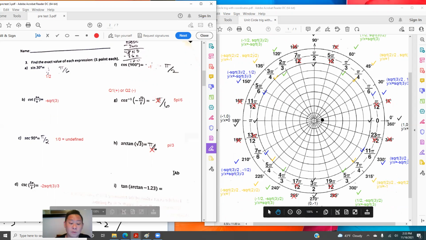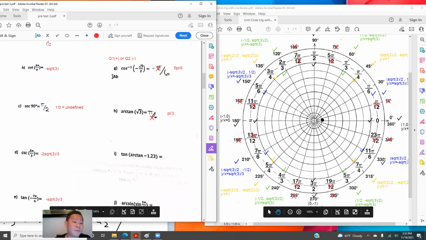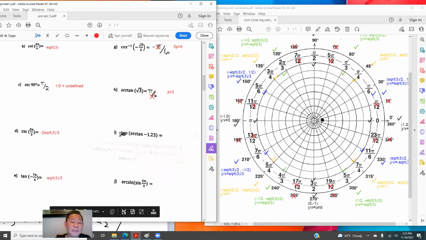Okay, so this is for the inverse. Now what happens if they are the same? The tan and arctan, sine and arcsine, they will cancel each other out.